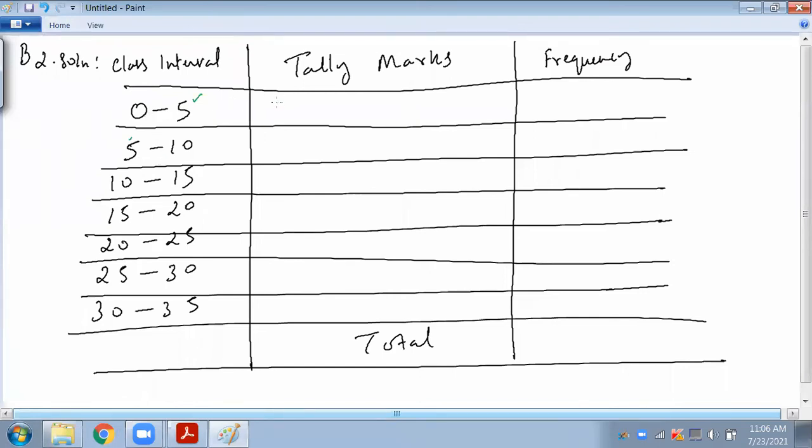0 to 5 means up to 4, so you put those in the first one. And 5 to 10 means from 5 to 9, you put in the second one. So 5 goes in the second one, not in the first one. Less than 5 we put in the first class interval.